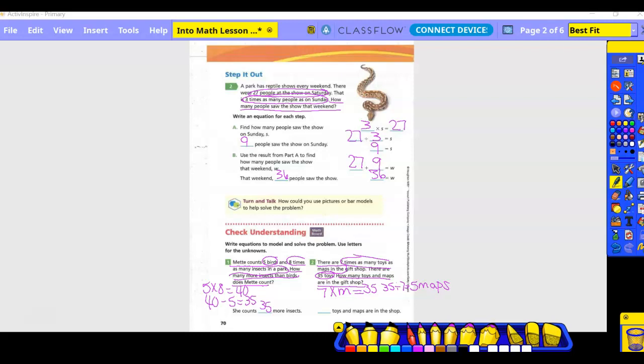Add, right? Okay, so how many toys do I have? So 35 plus how many maps? 5 gives me 40. 40 toys and maps are in the shop.